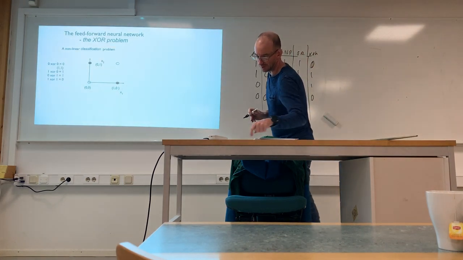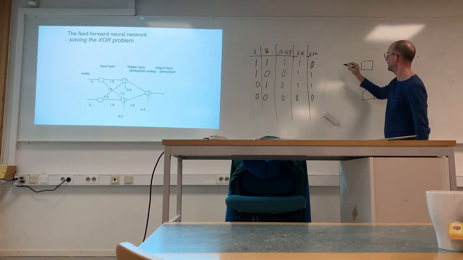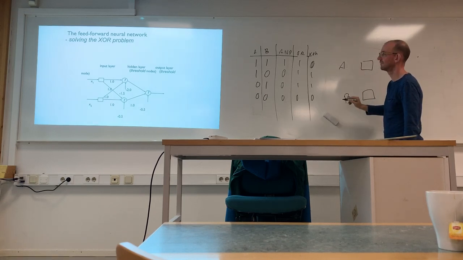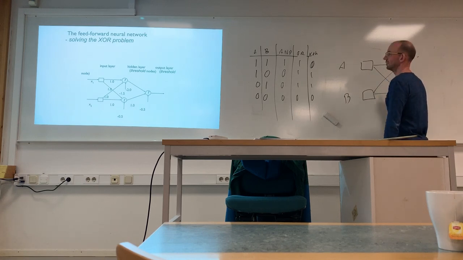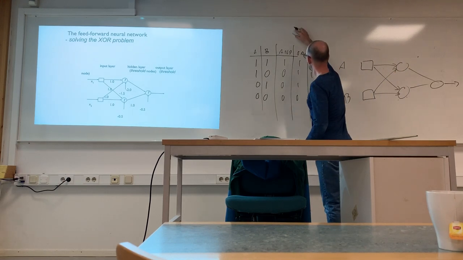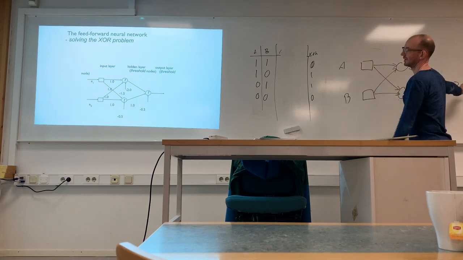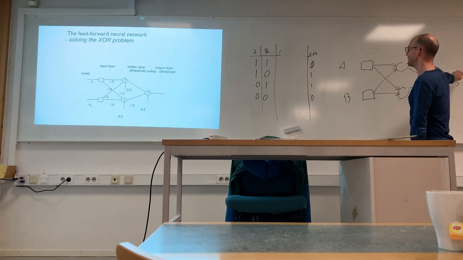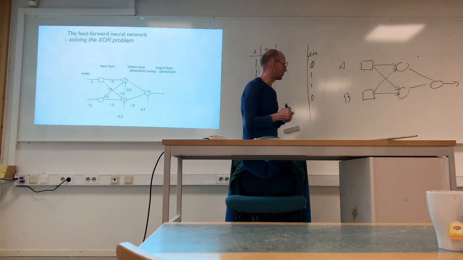So if you make a network that looks like this, we can do it. Basically, we have two inputs, A and B, and then we have these two hidden layers that you have connections to, and you have one output layer that gives an output. So we know that we should have this performance: if A and B are one, this should be zero, but if only one of them is one, you should have one.